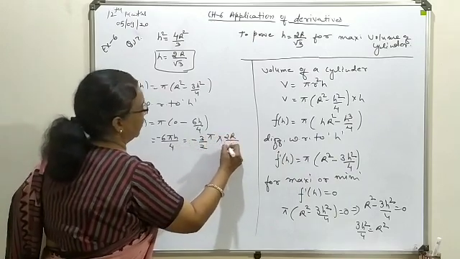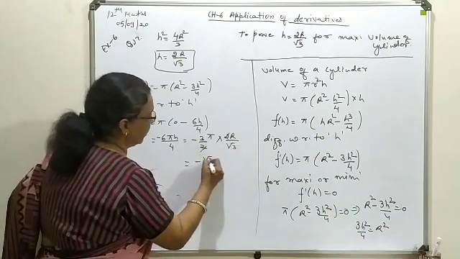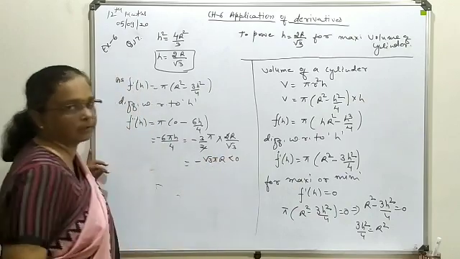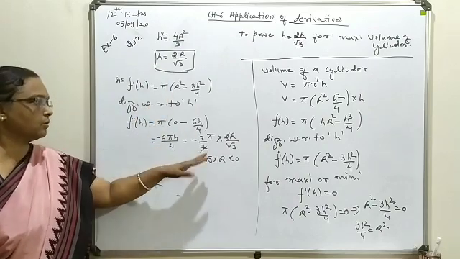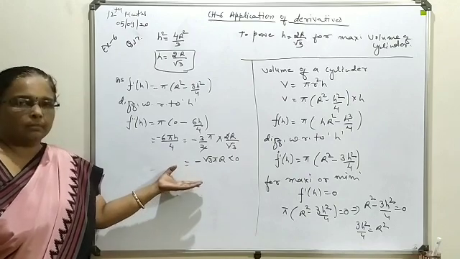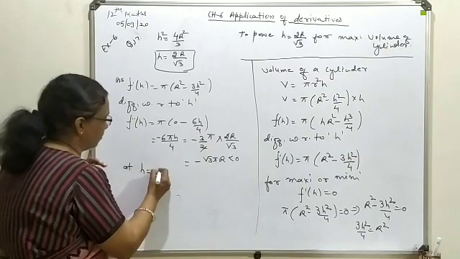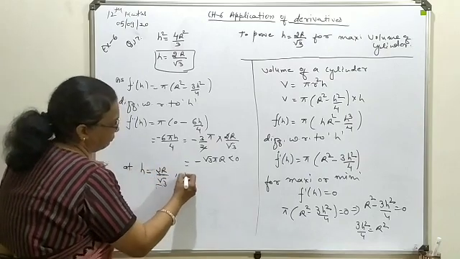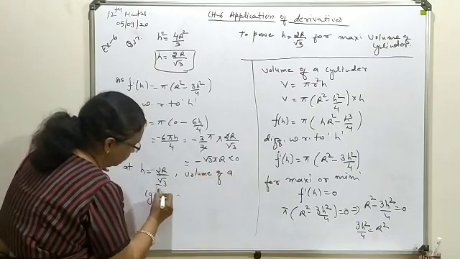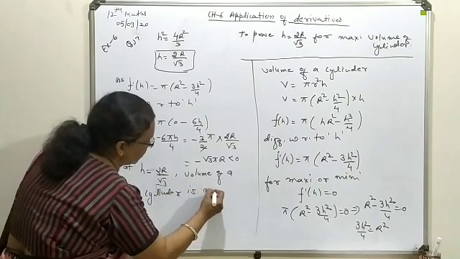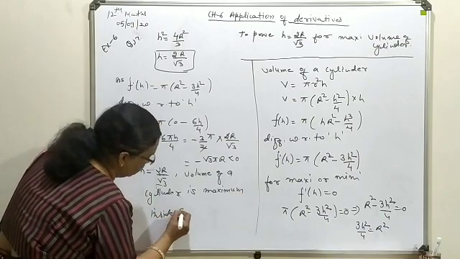This is 2r by under root 3. If you want to make it short, it can be minus under root 3 pi r, which is a negative quantity. Here also you can conclude about your solution, because h is positive, so definitely it will give you the same sign. So here you can say that at h equal to 2r by under root 3, the volume of a cylinder is maximum inside a sphere.